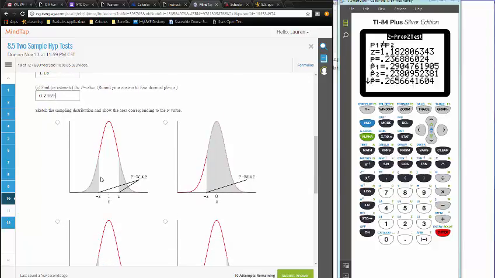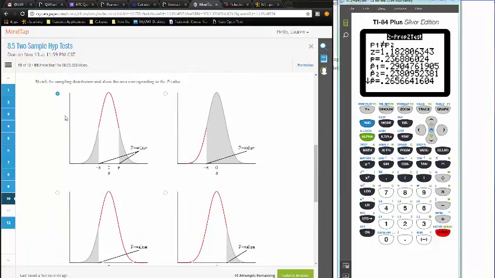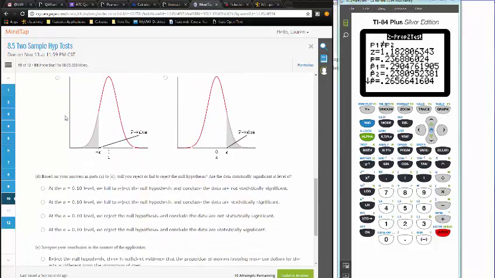Remember, it's a two-tailed test. So we're testing either direction. That means our picture will look two-tailed. The other 3 do not, so this guy's our only option. And then we have to make a decision. Are they statistically significant at alpha?